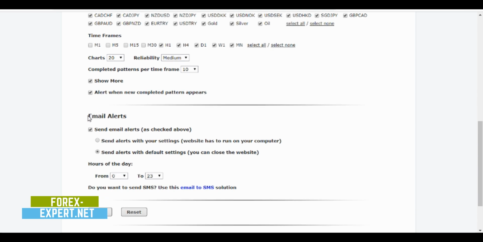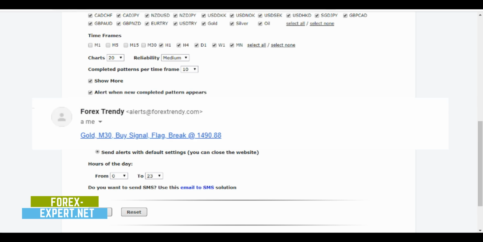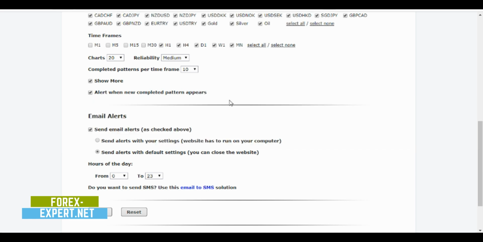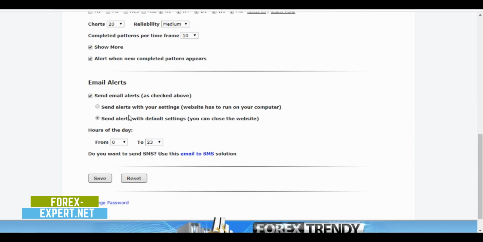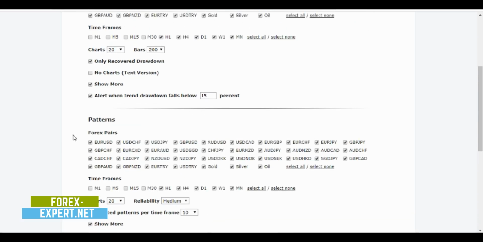And you must decide where to receive the alerts. You can receive them through email or SMS, or directly on your device screen. At the end, you will click here on save, and you will start receiving signals.